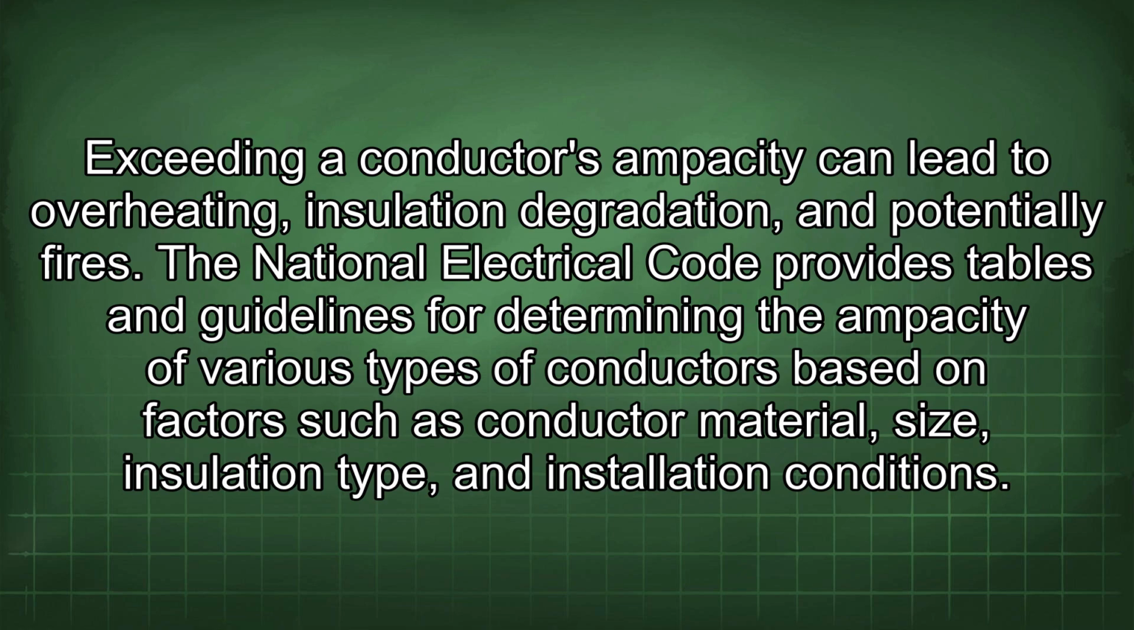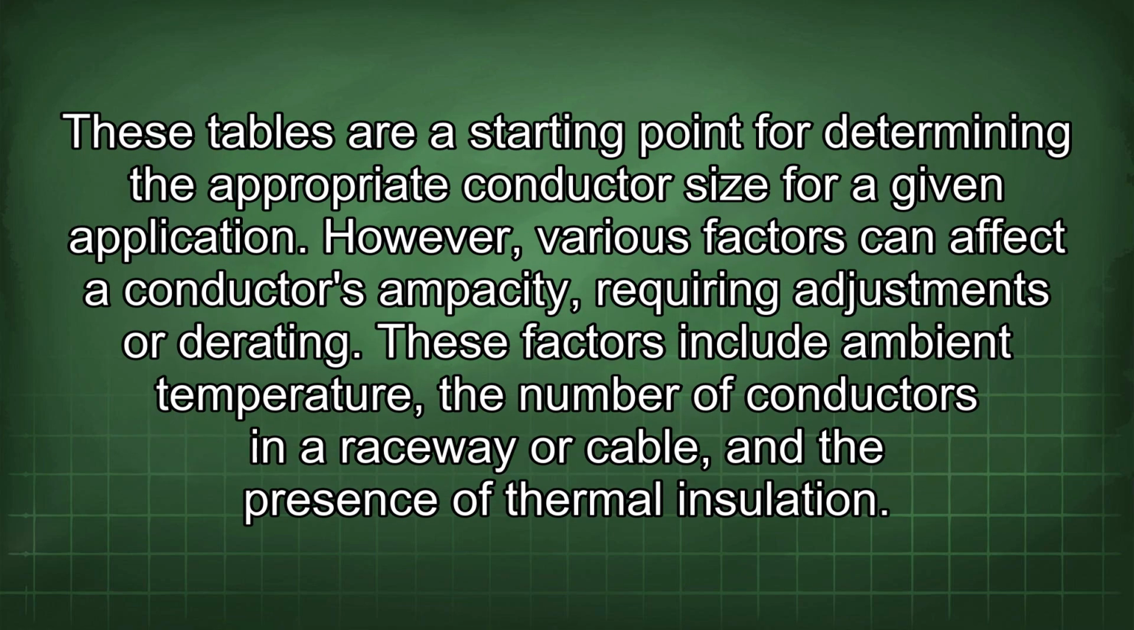The National Electrical Code provides tables and guidelines for determining the ampacity of various types of conductors based on factors such as conductor material, size, insulation type, and installation conditions. These tables are a starting point for determining the appropriate conductor size for a given application. However, various factors can affect a conductor's ampacity, requiring adjustments or derating. These factors include ambient temperature, the number of conductors in a raceway or cable, and the presence of thermal insulation.